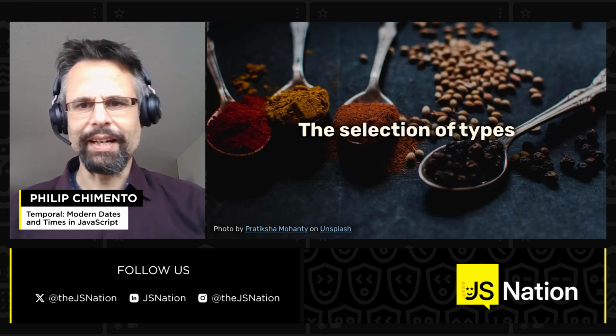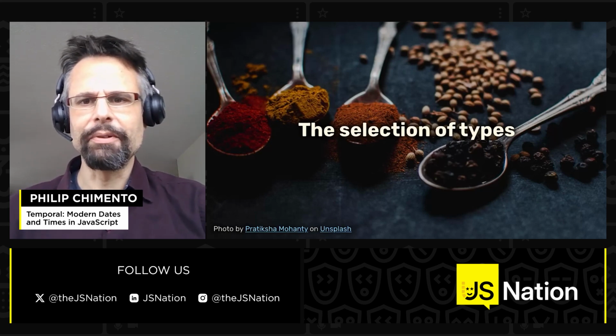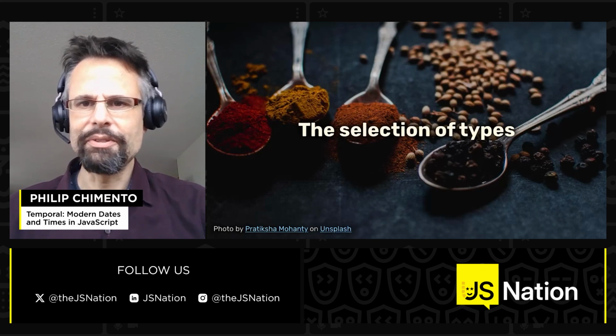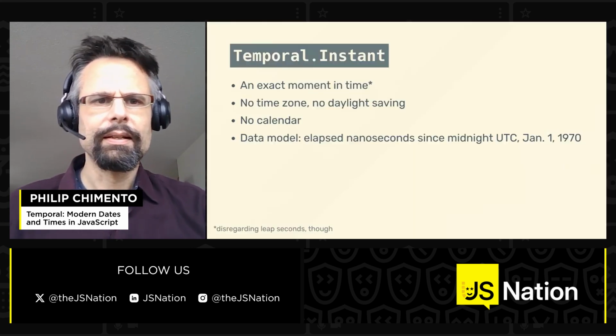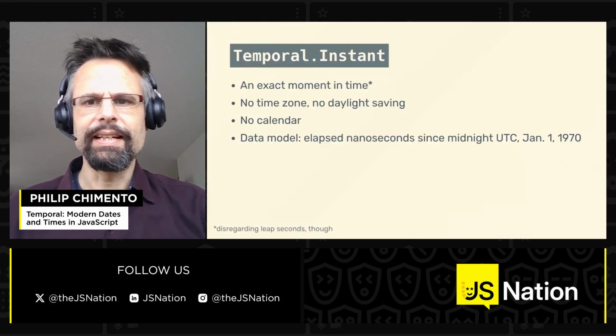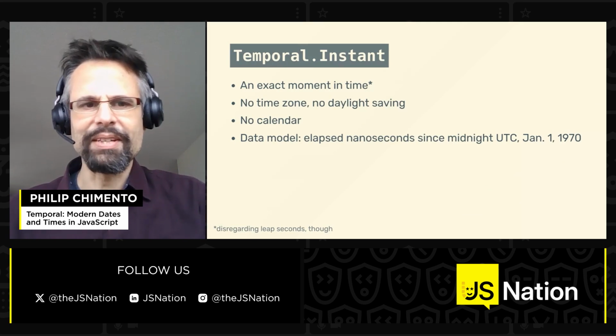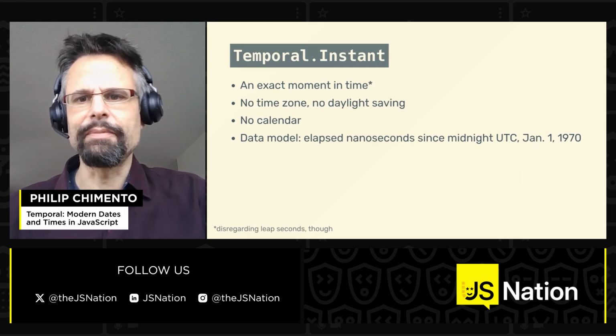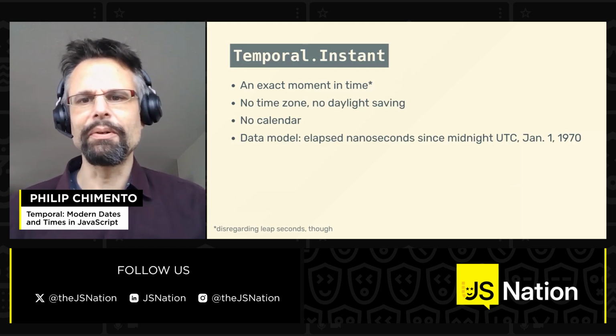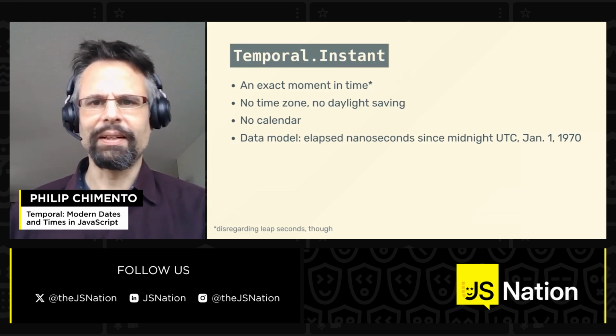So I mentioned strong typing. For the next few slides, I'll give you a tour through these types that Temporal introduces. The first type you should know about is instant. It represents what we call an exact time, an instantaneous point on the timeline with nanosecond resolution. There's no calendar, so no months, weeks, years, or days, and no time zone, so no daylight saving adjustments, just purely an ever-increasing number.